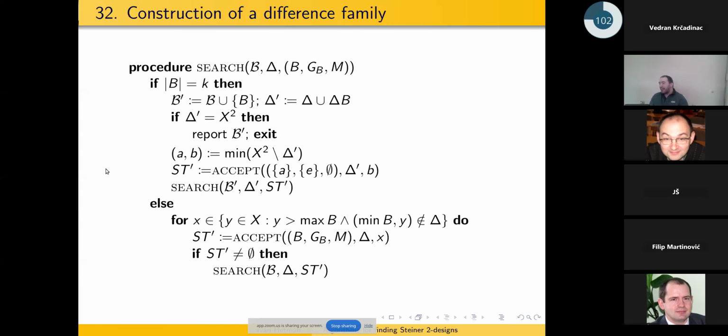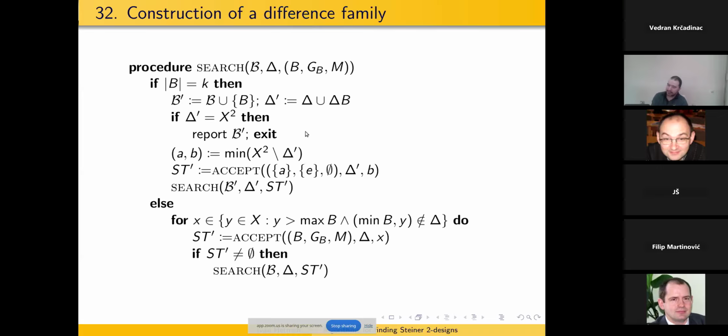Okay. Then if we already implemented this accept function, then search is actually pretty simple. It is also inspired by the search of difference families on groups, with the same logic. If the size of block B is equal to K, then we just add this block to the difference family, extend the difference of the difference family, and check whether it is equal to X squared. If it is so, then report the difference family and exit.